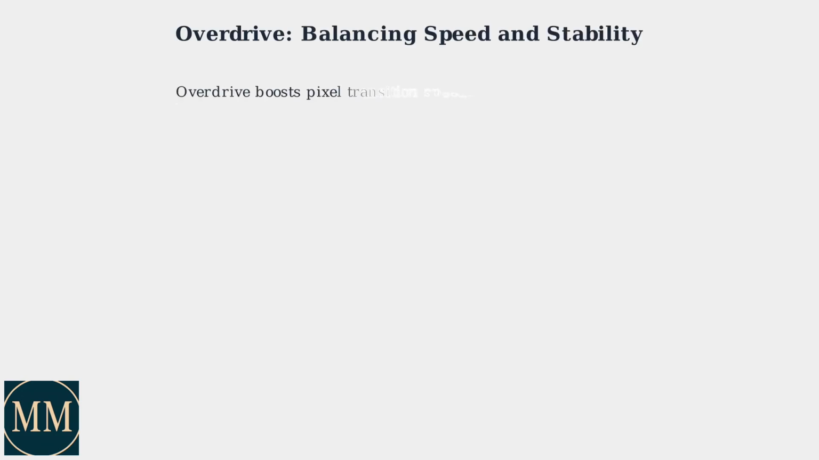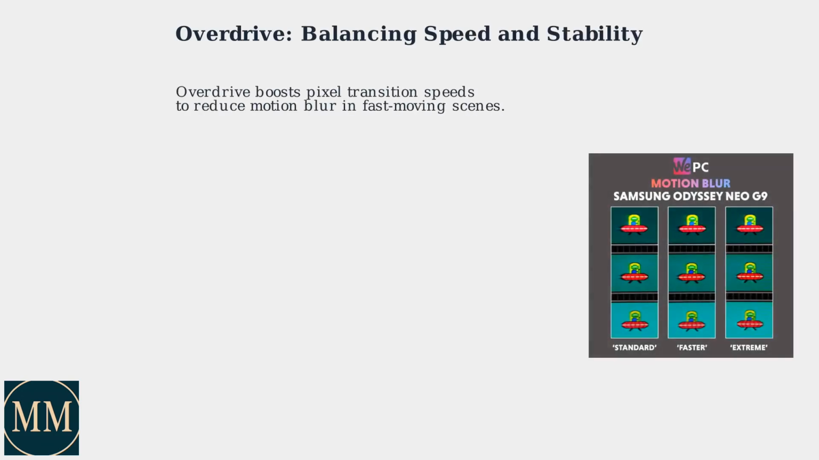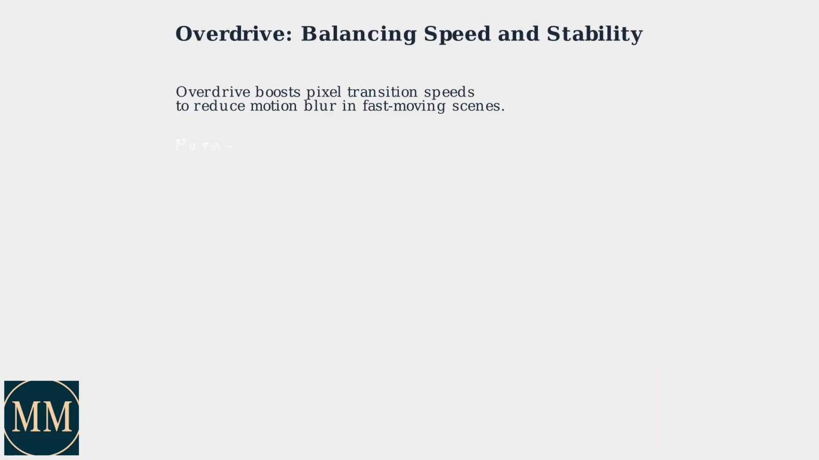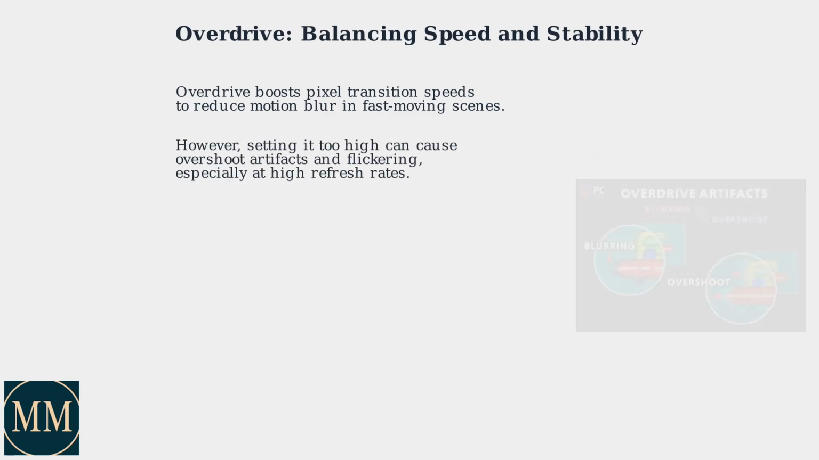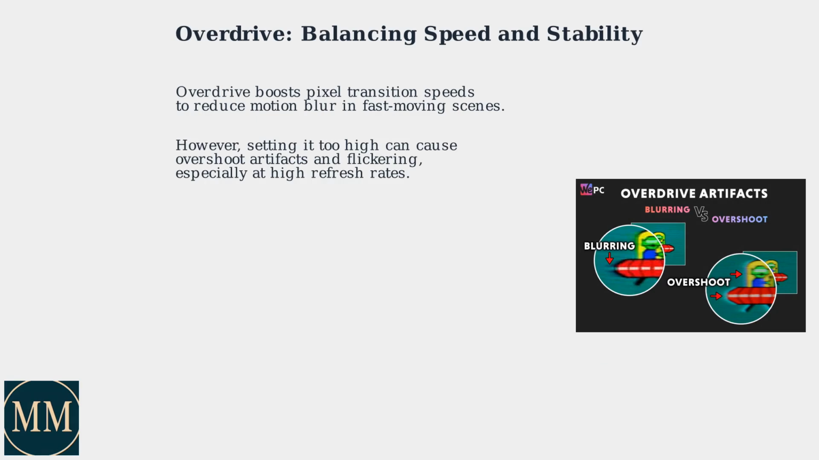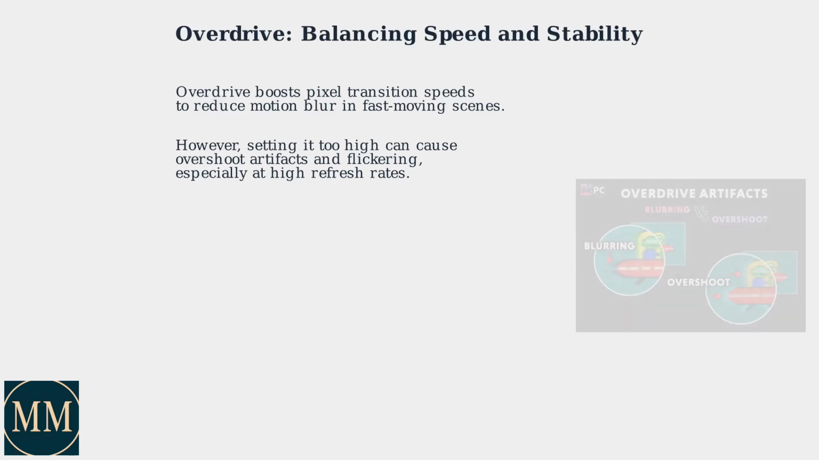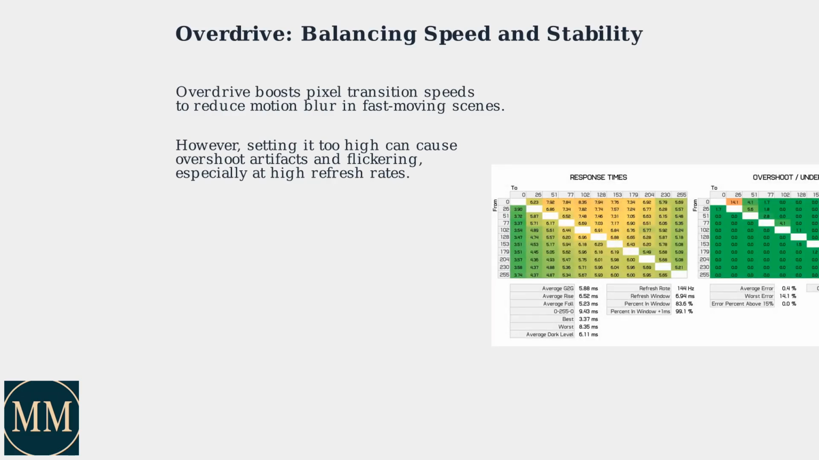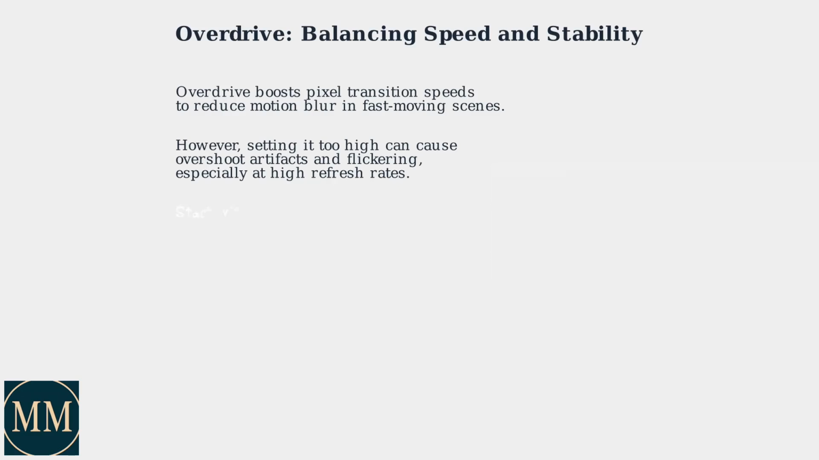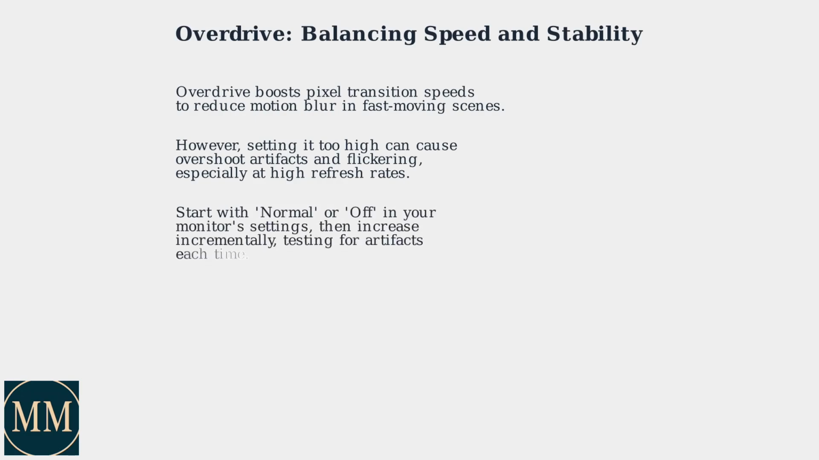Overdrive boosts pixel transition speeds to reduce motion blur in fast-moving scenes. However, setting it too high can cause overshoot artifacts and flickering, especially at high refresh rates. This can be seen in response time measurements and overshoot data. To balance speed and stability, start with normal or off in your monitor's settings, then increase incrementally, testing for artifacts each time.